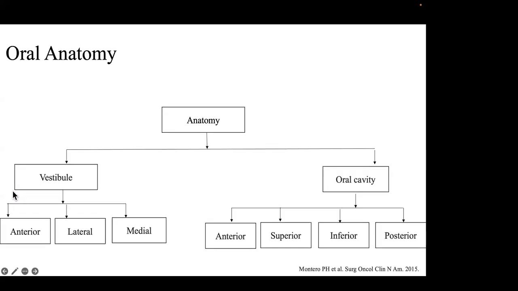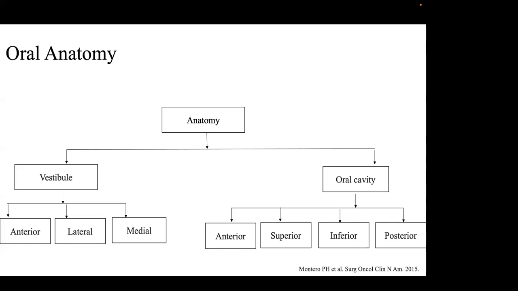First, going to the anatomy of the oral cavity. The oral cavity is a complex anatomical space which is basically divided into two specific regions. One is the vestibule, and the other is the oral cavity proper. The vestibule is delineated anteriorly by the inner aspects of the lip, laterally by the buccal mucosa, which is basically the inner cheek, and medially by the labial and buccal aspects of the teeth and the gingiva.